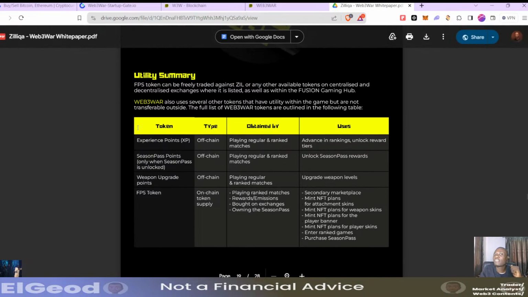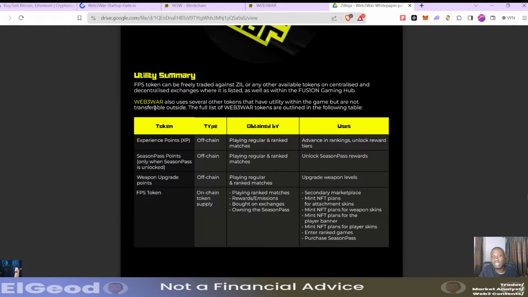Now, the FPS token can be freely traded against Zeal, right? Or any other available tokens on centralized and decentralized exchanges when it's listed. It's going to be listed on Gate in 2 days' time. That's going to be about this time on Wednesday, right? So I guess you can begin to trade the token at that time. We're going to talk about the price action when we're about to run off.